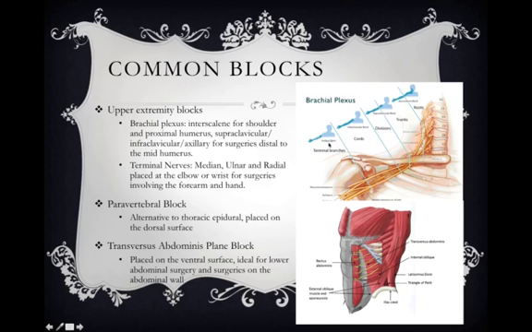There are also terminal nerves, such as the median, ulnar, and radial nerve blocks, and those are placed in the elbow or wrist for surgeries involving the forearm and the hand. The paravertebral block, as I mentioned earlier, can be an alternative to a thoracic epidural, and that's placed on the dorsal surface with the spinal nerve roots. And there's also a transversus abdominis plane block, which is placed on the ventral surface, and that's ideal for lower abdominal surgery and surgeries on the abdominal wall. And here are the target nerves in yellow on the picture on the right.